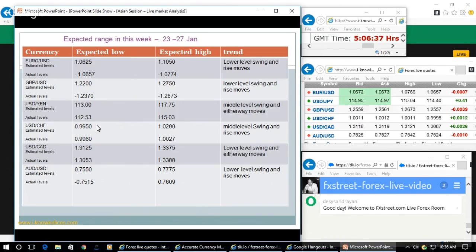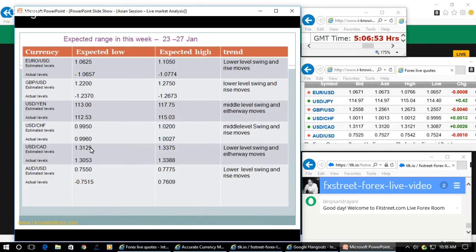And in the case of CHF, 0.9950 was the expected low, they came down to 0.9960 and then went up to 1.0027, and next week again they will be oscillating in this range.